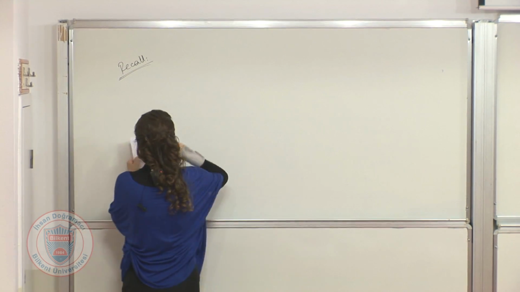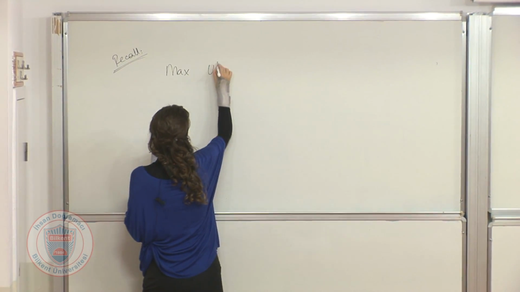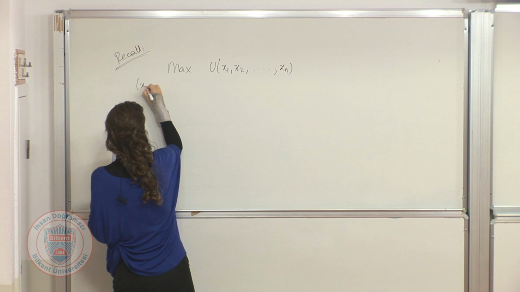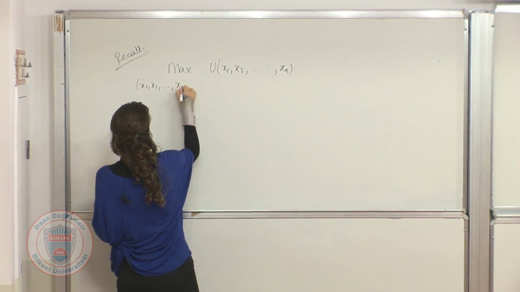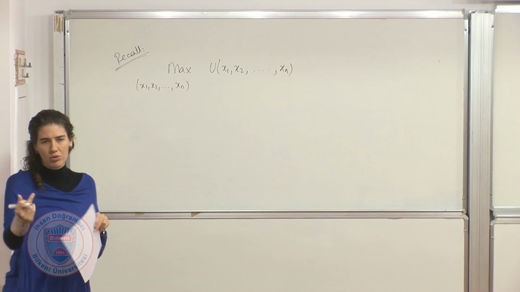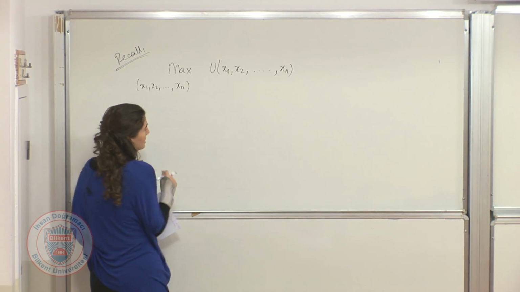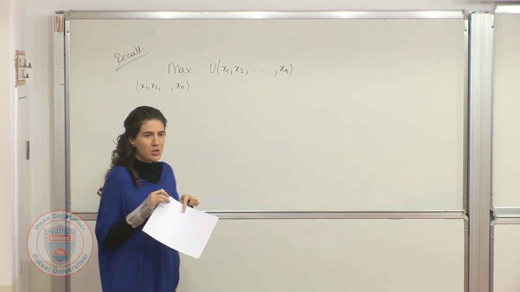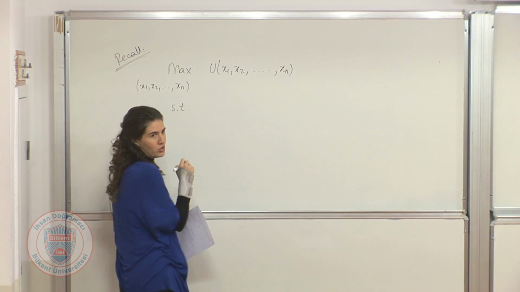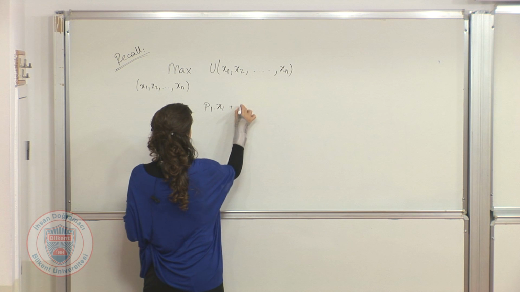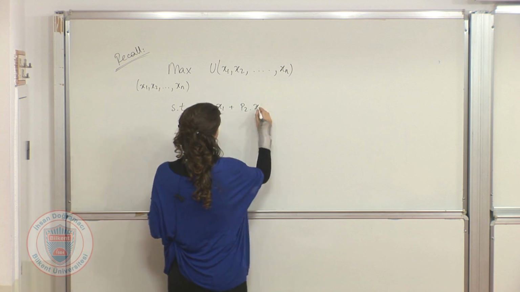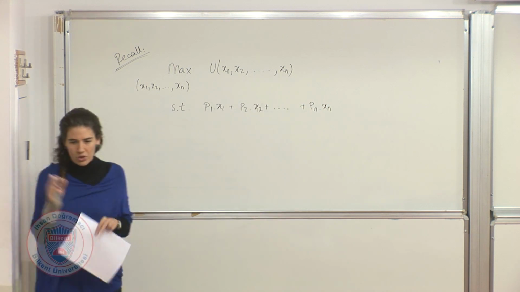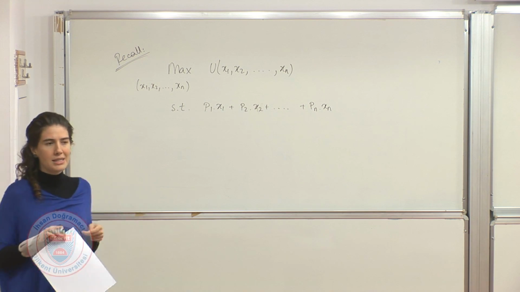So let's call this recall, and this is the general version. You had a utility function, right? You might have n goods, and then you're looking for the optimal amounts of x1, x2, xn. You wanted to maximize your utility, but what was your problem? You had a constraint, right? It was subject to the budget constraint, which says that you should not consume more than your income. The value of your consumption, your expenditure, cannot exceed your income.